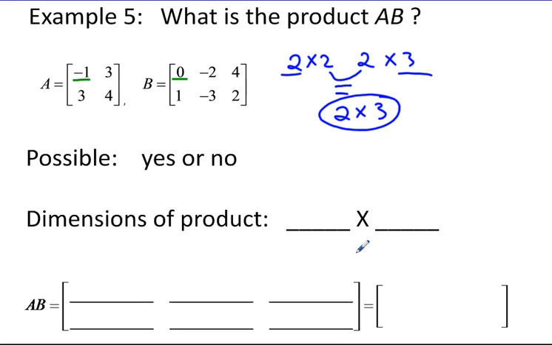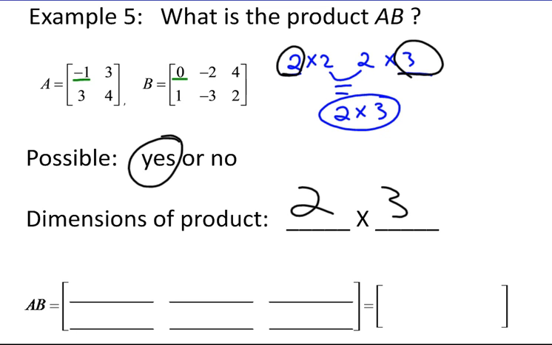All right, let's go ahead and work on example 5 from the last video. We noticed that we can multiply these two matrices together. Matrix A is 2 by 2, and matrix B is a 2 by 3. So the overall product of the matrices will be a 2 by 3 once we're done. So yes, we can, 2 by 3.